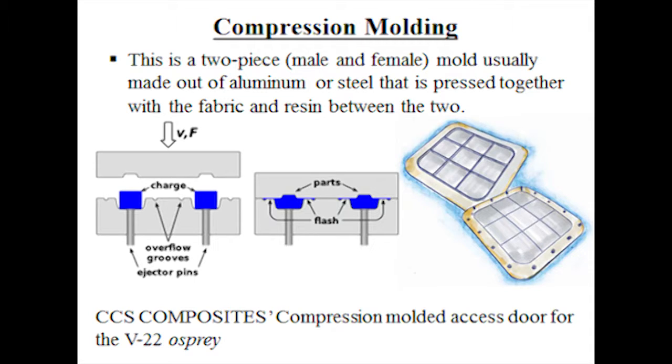Compression molding. This is a two-piece mold usually made of aluminum or steel, pressed together with the carbon fiber and the resin between the two. You can see the example of CCS Composites on the right hand side. This is the door for the V22 Osprey.